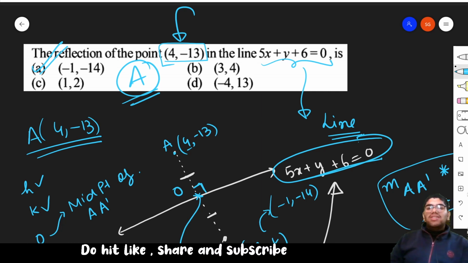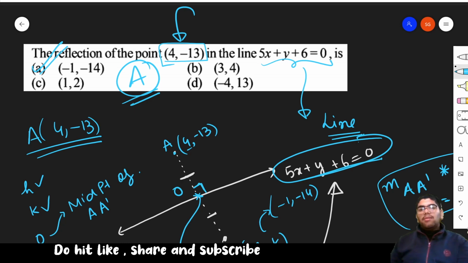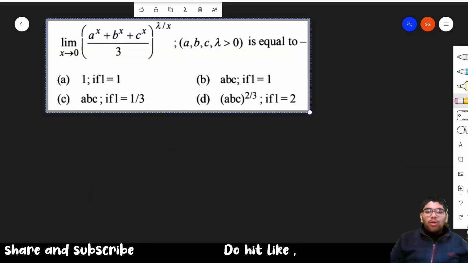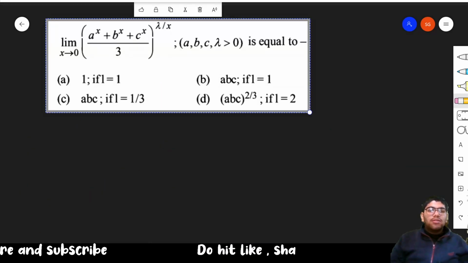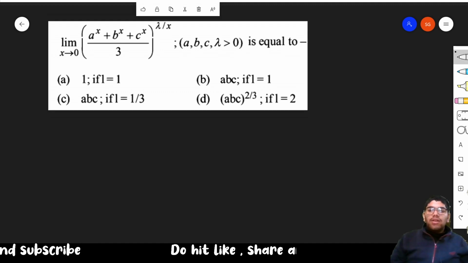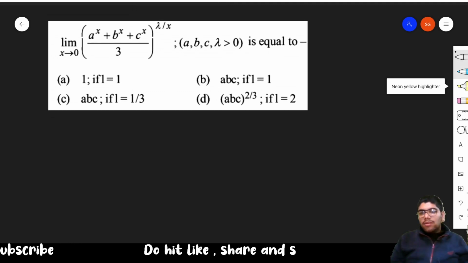Okay, so without wasting much time, let us move to the next problem. In this problem, what we have been given is that we are supposed to evaluate this limit.